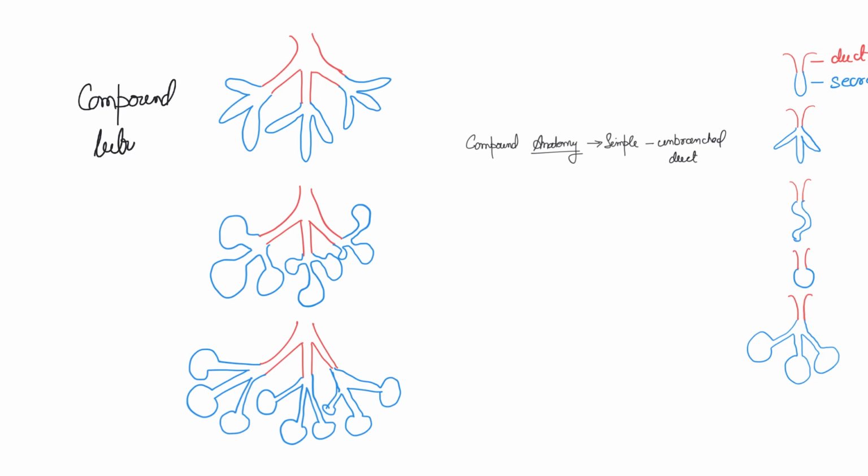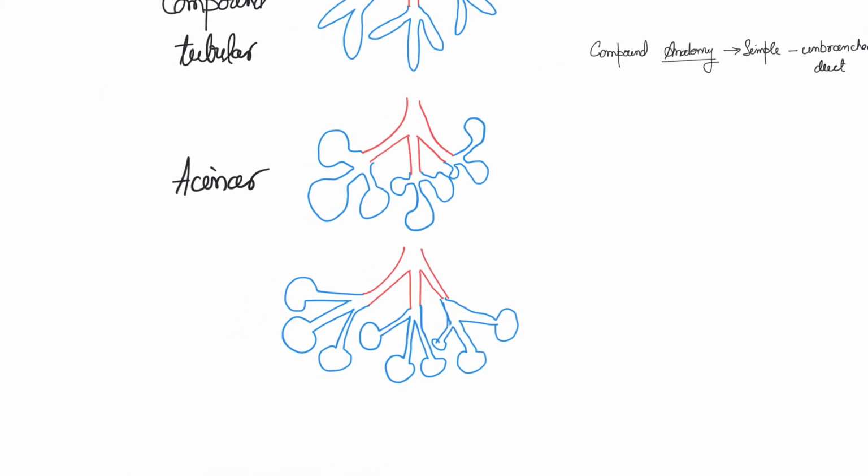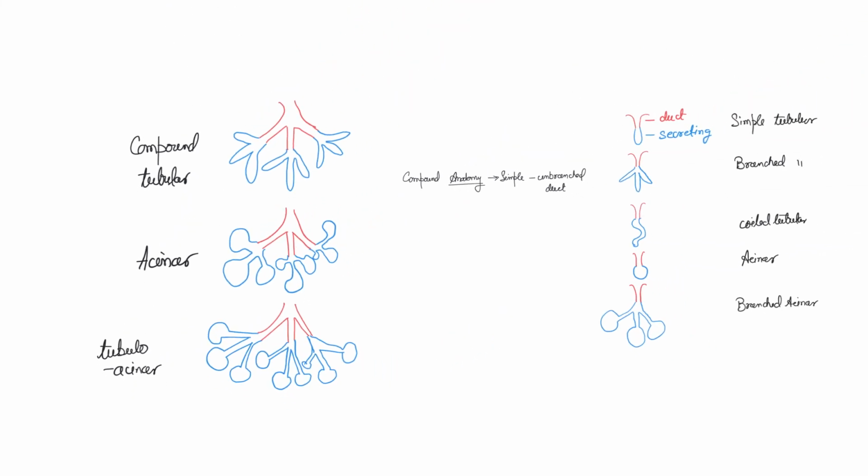That means the secretory portion is shaped like a tube. This is compound acinar. That means the secretory portion is like a bunch of cells collected in a spherical shape. And this is a mix of the two. That means this is compound tubuloacinar, right? So this is how you divide them on the basis of anatomy.